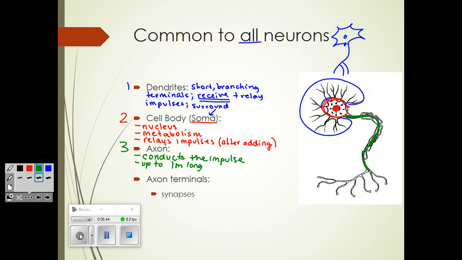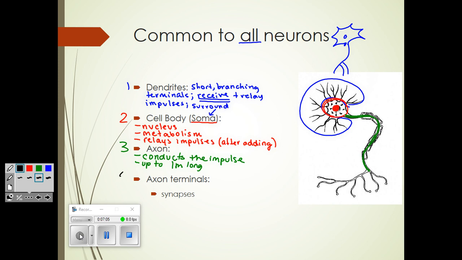Most of them aren't. Most of your neuron axons are in the millimeters or micrometers in terms of length, but there are some really long ones. For example, your sciatic nerve has a really, really, really long axon. It goes from up here at the base of your skull all the way down. So 1 meter would be the longest, but most of them aren't that long.